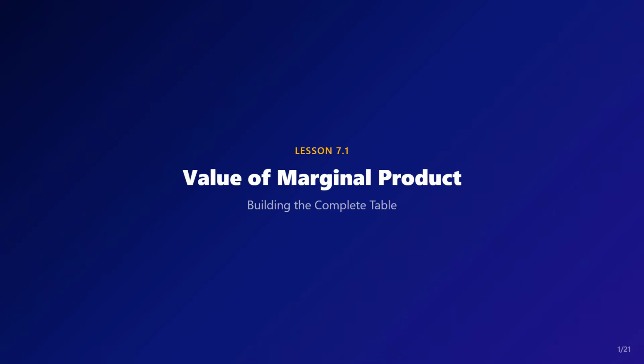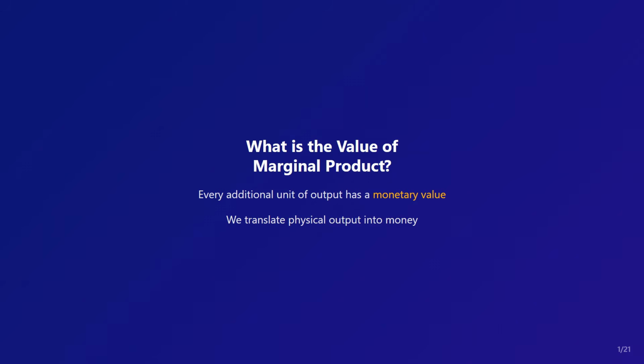Hello everyone, today we're going to start learning about a very important concept in microeconomics, the value of marginal product of labor, or VMPL for short. This is a key tool that helps a producer make smart decisions about how many workers to hire. The term might sound complicated, but it's actually quite simple once you understand it, and I'll show you step by step right now. What is the value of marginal product?